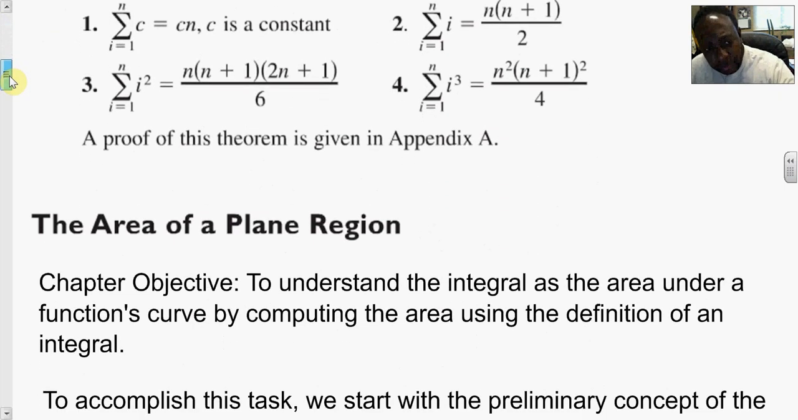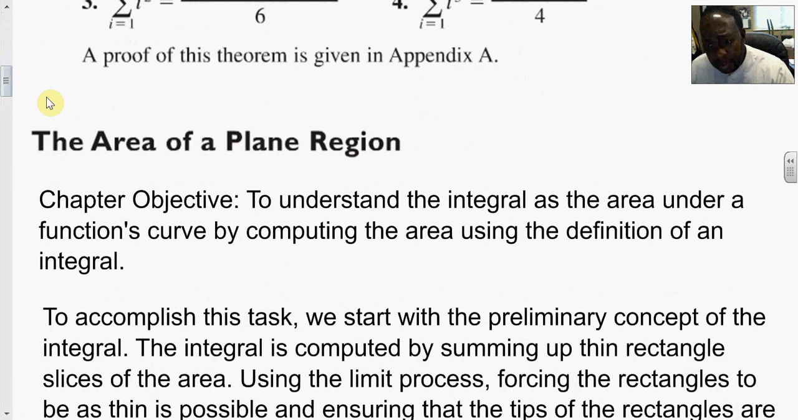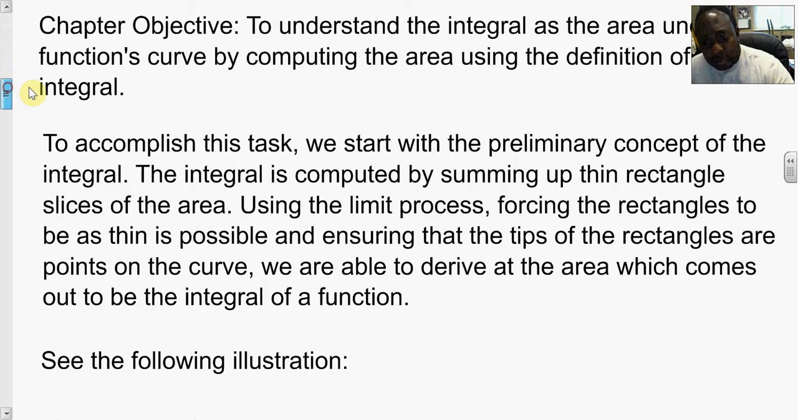the area of a plane region. Our objective here is to understand that the integral is the area under a function's curve. Here we want to compute the area, or the integral, by using the definition for the so-called area, which would be the definition for the integral itself.